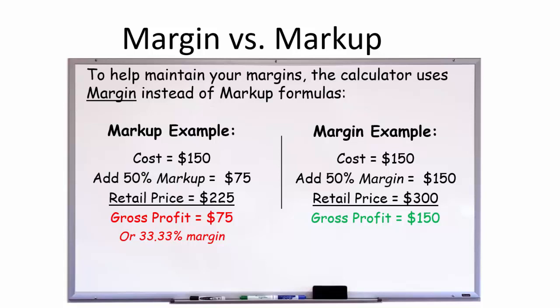Using instead a 50% margin calculation in the same example, our result is a retail price of $300, significantly increasing gross profit. With our calculator, you will always be working with the value that matters most, margin, not markup.